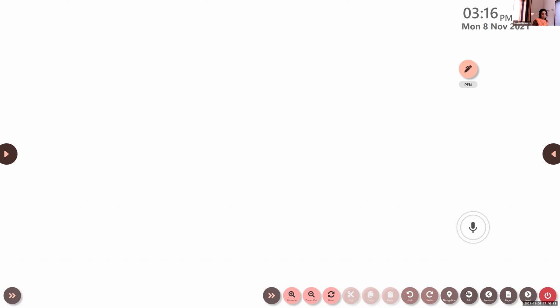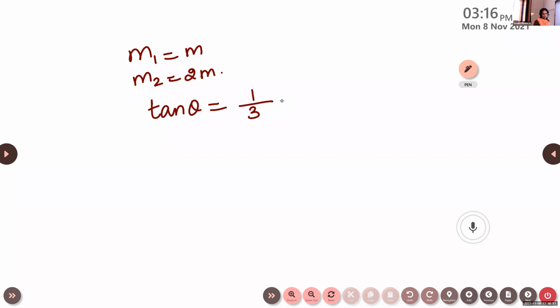The slope of a line is double the slope of the other line. If the tangent of the angle between them is 1 by 3, find the slope of the lines. So two lines are there. It is given that the slope of one line is double the other, so M1 is m and M2 we can take as 2m. The tangent of the angle between them, tan theta, is given as 1 by 3. We want to find what M1 and M2 are.